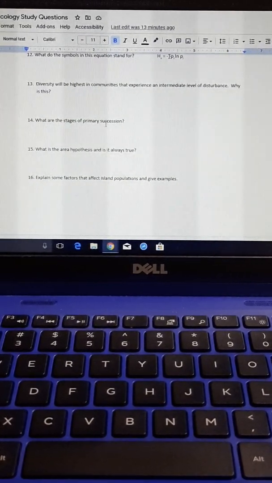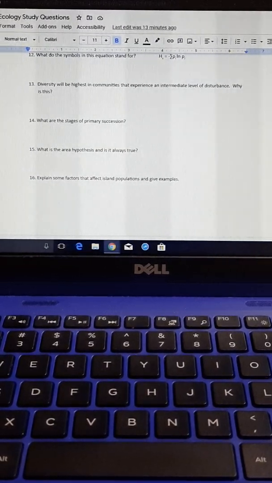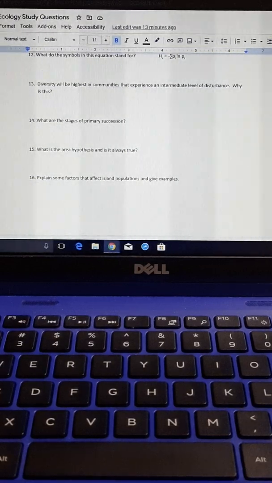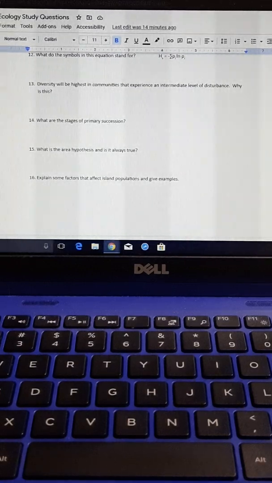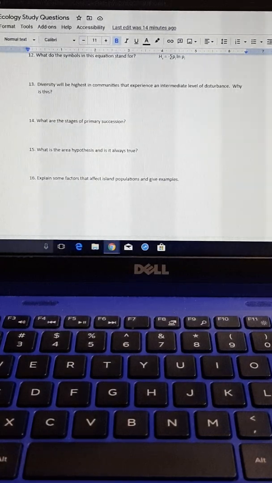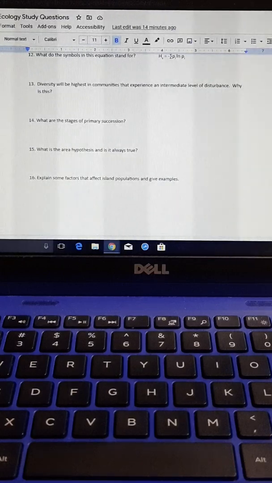What are the stages of primary succession? Primary succession is when a community grows on previously uninhabited land. There would be a pioneer species, sorry, not primary species, a pioneer species. And then we would have a climax community take off from there. An example of a pioneer species would be lichen, and then the climax community would be the spruce trees that pop up in that area.